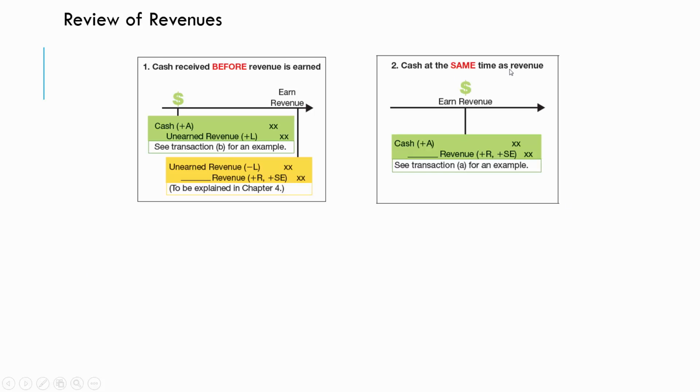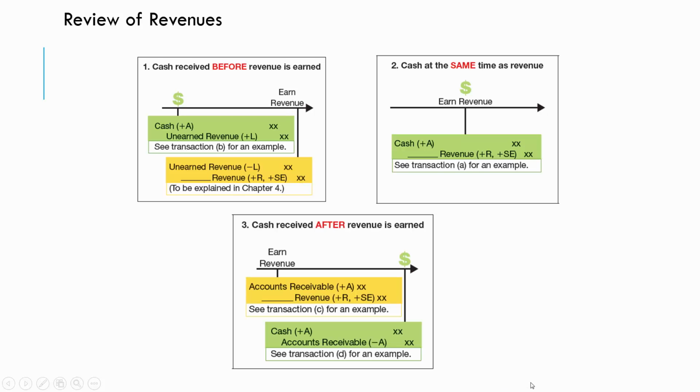Now, if you get cash at the same time as revenue, there's no problem because you can record the cash, you record the revenue, because you have earned it. So whenever you earn it, you record revenue. That's the rule. Now, you could do the job and get the cash later, in which case you have an accounts receivable, which is later converted into cash.